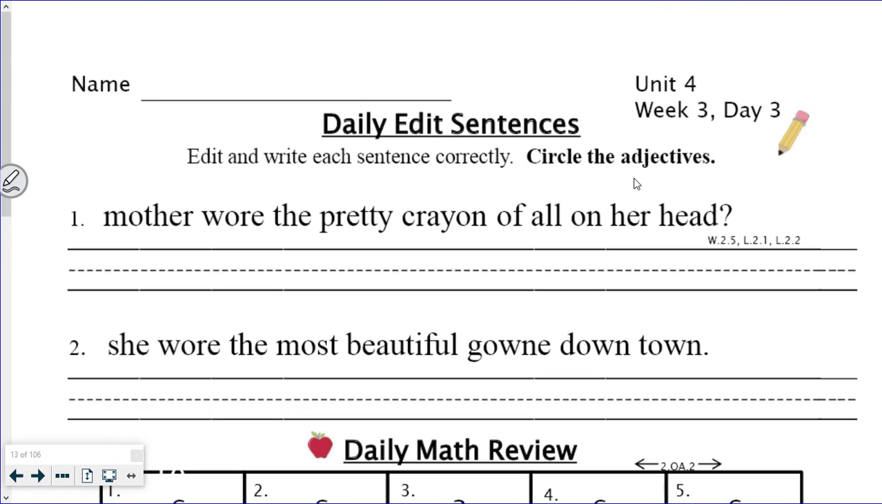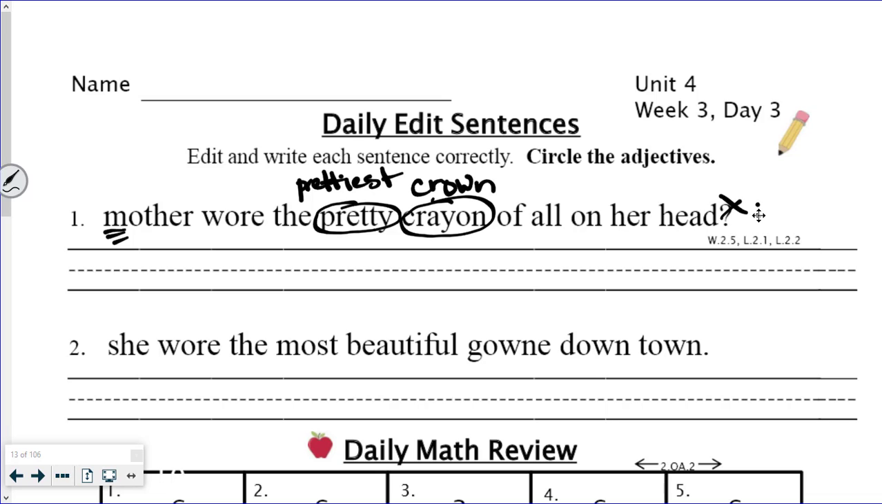All right, back to the top. Number 1, Mother wore the pretty crayon of all on her head. This is actually crown. So we're going to erase it, and we're going to write crown correctly. C-R-O-W says ow, and then an N. Need a capital on Mother because it's the beginning of a sentence. Mother wore the prettiest, right? Because it's the most pretty of all the crowns, so it's the prettiest. So we spell pretty, change the Y to an I and then add EST. Prettiest. Crown of all on her head. That's not a question. That's a statement, so it needs a period at the end. I'm going to rewrite it nice and neat and put it on the line.